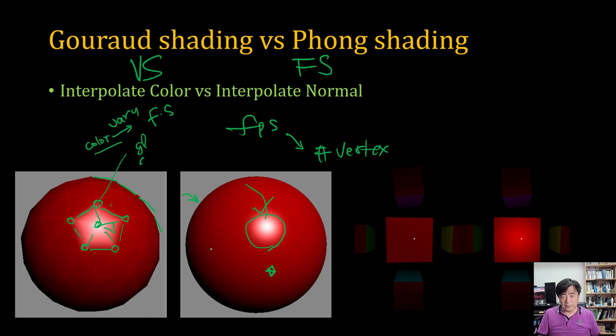But the problem is, let's see this example. Think about a very small local light. There is a triangle, a cube with four vertexes, and very near this surface the point light is located here. Then we calculate not specular but diffuse color.